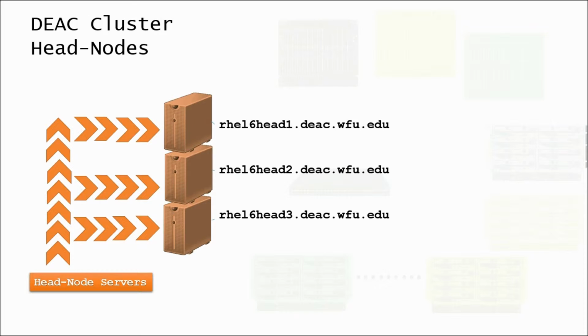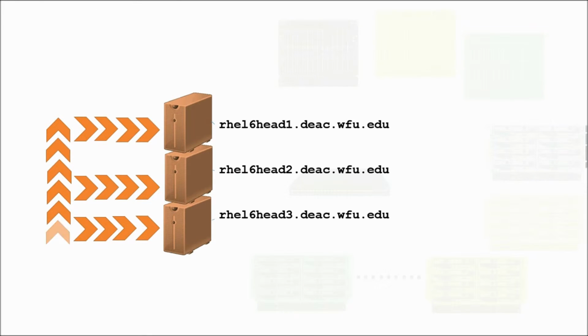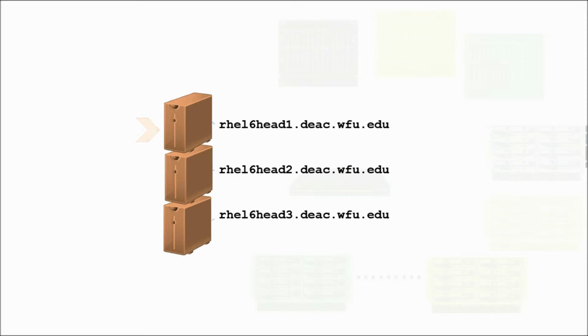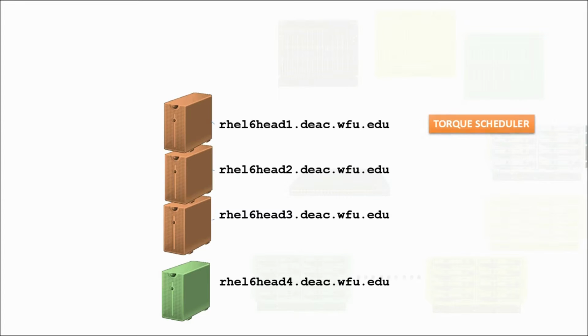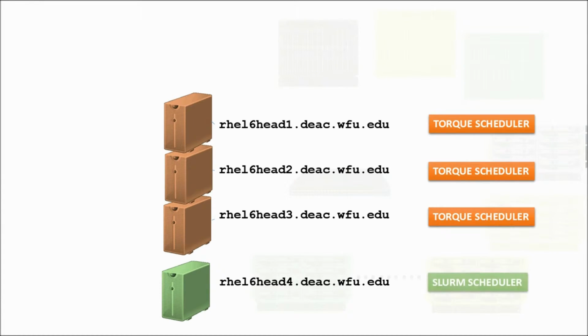These 3 head nodes of the DEAC cluster are configured for the Torque scheduler, where most of you already run your PBS scripts, so there's no news there. But very few know about the 4th head node, which is configured for the Slurm scheduler. If you're not familiar with Slurm, you can check the Slurm videos once they become available. You can also check our wiki page for Slurm information.